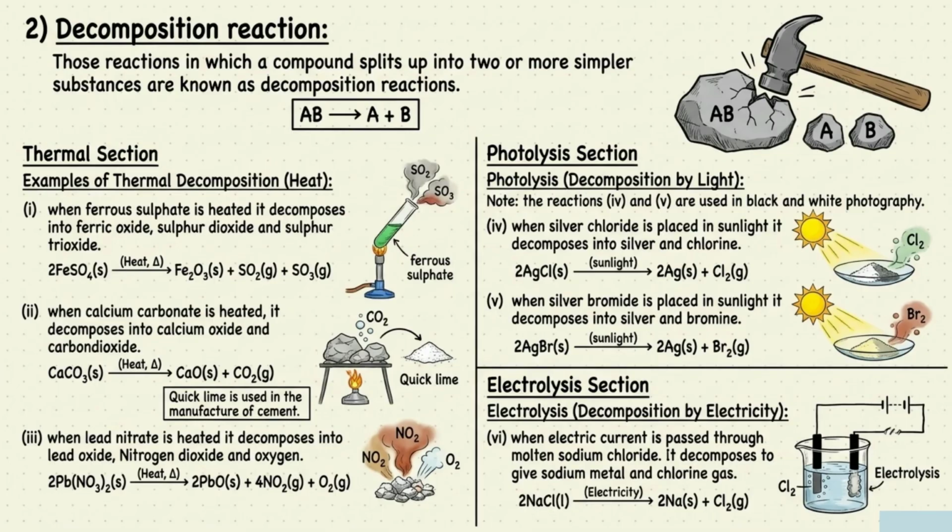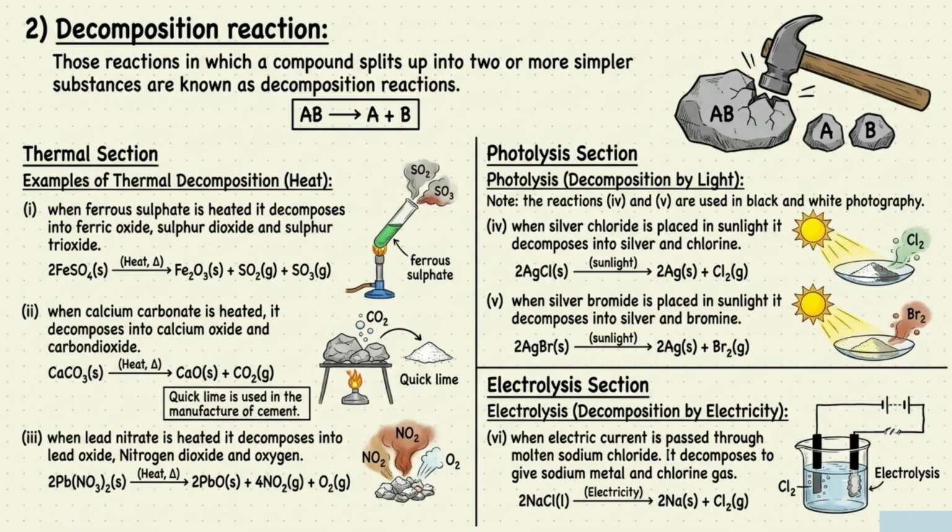Let's look at the thermal section, where the hammer is heat. Example 1, when ferrous sulfate is heated, it decomposes. 2FeSO4 solid heated yields Fe2O3 solid plus SO2 gas plus SO3 gas. That CaO product is quicklime, which is heavily used worldwide in the manufacture of cement.